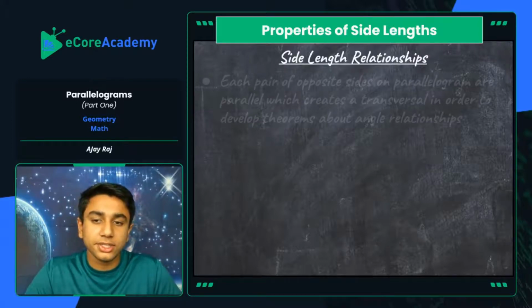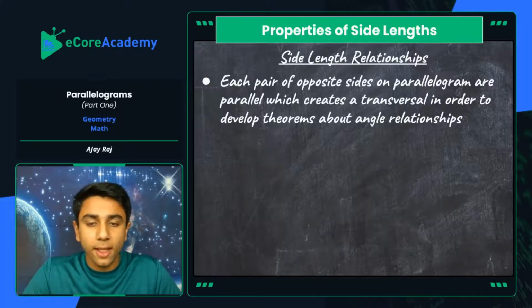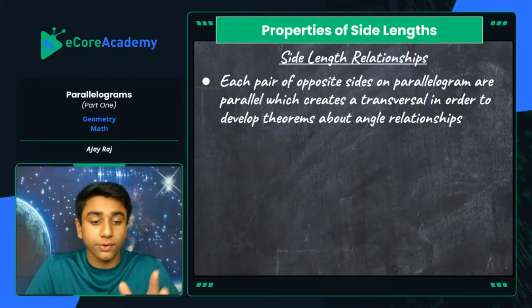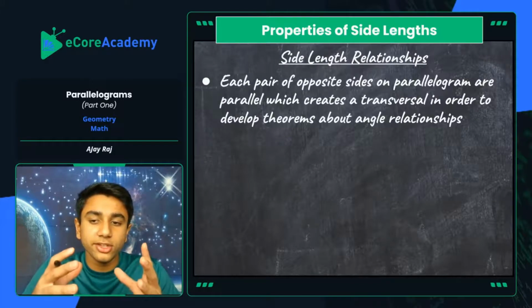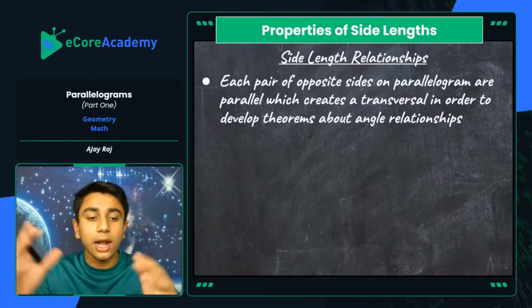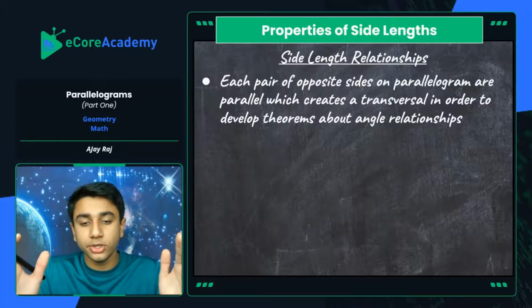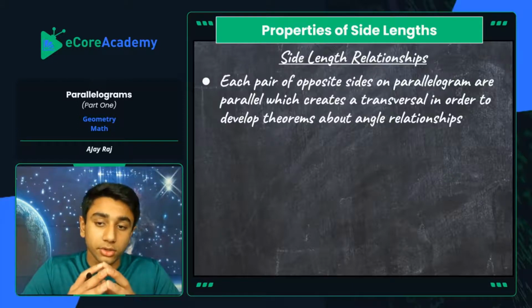Let's take a look at specific side length relationships. As I've already stated, I basically already stated the basics of the general relationships among parallelogram side lengths. But let's take a look at it from a different perspective, in terms of transversals, kind of opening up the topic. Each pair of opposite sides on parallelograms are parallel, which creates a transversal in order to develop theorems about angle relationships. So opposite sides are going to be parallel to each other, meaning they have the same exact slope, and they're also going to be congruent, so they have the same exact length as well.